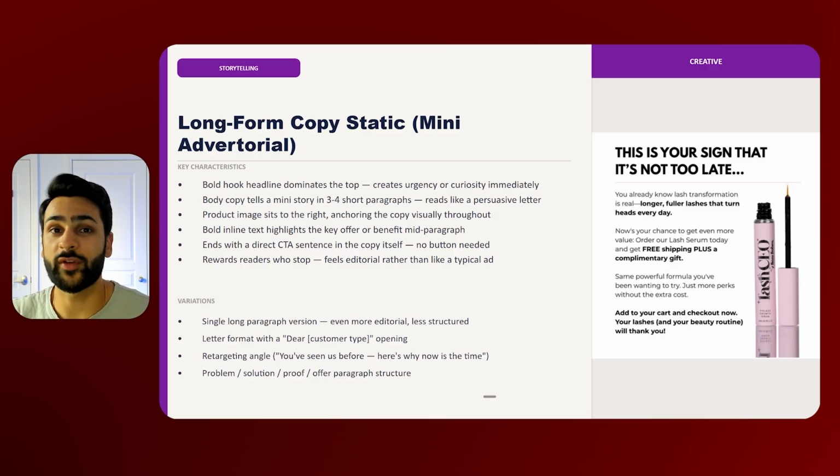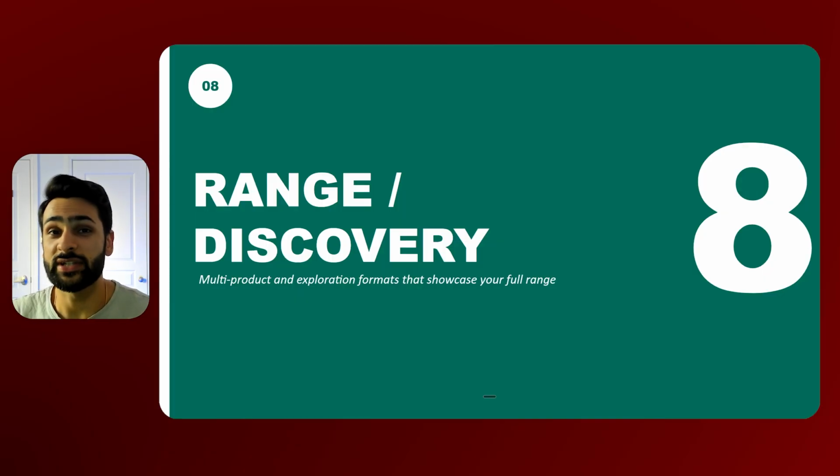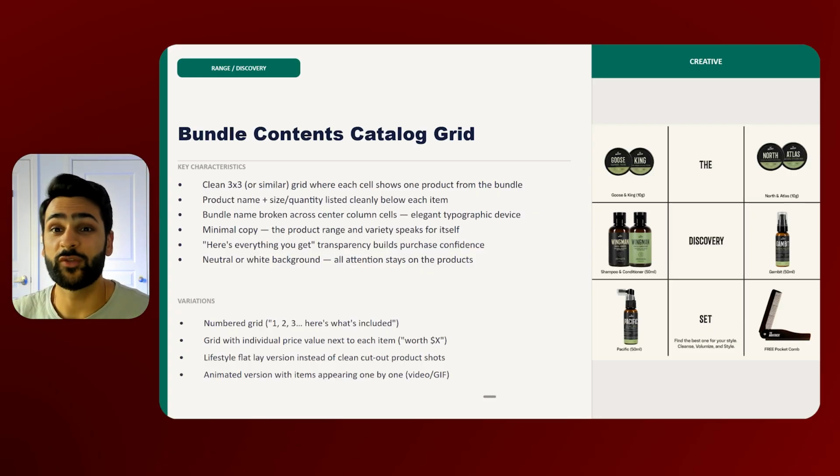This could be in the form of an offer like this example, or it could be like a really strong quote, review, or testimonial. Now we're going to have a look at some range or discovery style creatives. So here you've got a bundle contents catalog grid, just a really easy way to show bundles that you've got on your website. Again, this is likely going to have a higher average order value, and you can use it to direct people to specific bundle product pages.